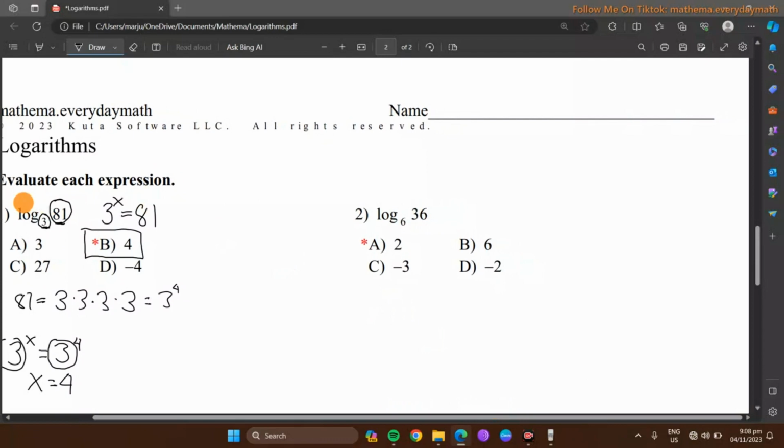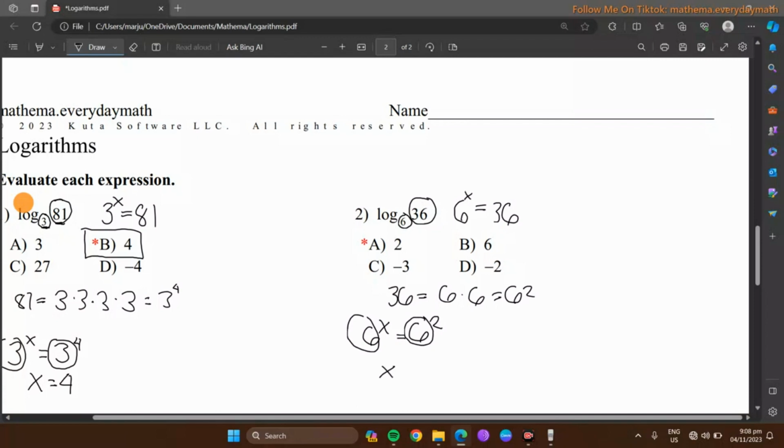So again, we are asked to find the exponent of 6 that will give us 36. So in other words, this is just equal to 6 to the x equals 36. And 36 can be rewritten as 6 times 6, or simply 6 squared. So we will have 6 exponent x equals 6 squared. Since the bases are now the same, disregard the base and focus on the exponent. So we will get x is equal to 2. And letter A is our answer. Alright, let's have number 3.